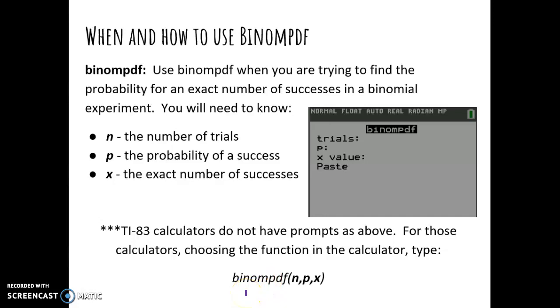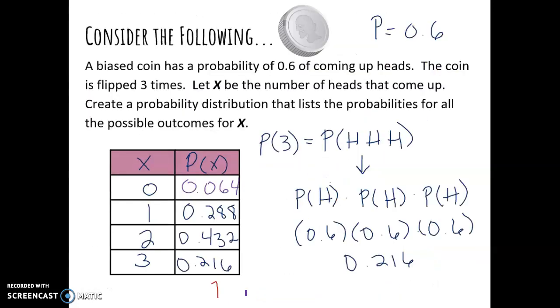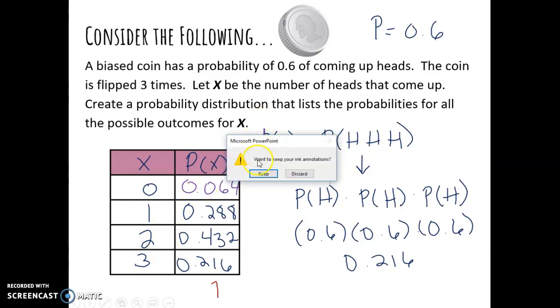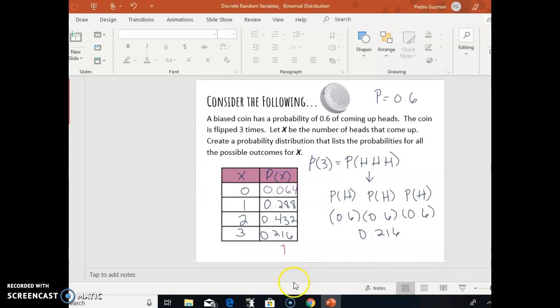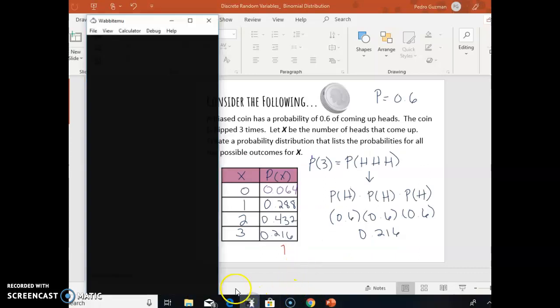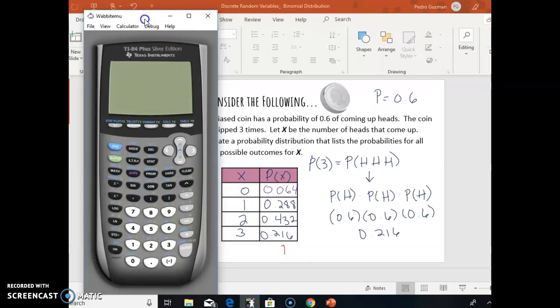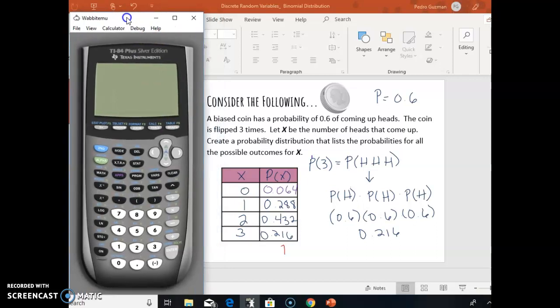What I want to do next is go back some slides to the coin problem that we did, and we took so long to do that, and I want to do this with the calculator. Alright, let me pull up our calculator here. So if you remember, we had a biased coin that had a probability of 0.6 of being heads, and the coin is flipped 3 times.